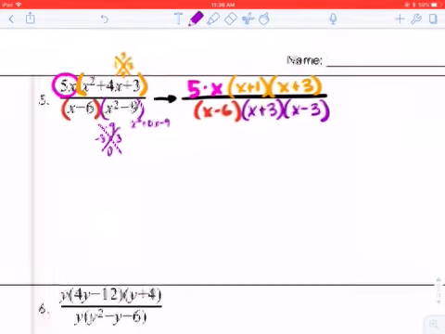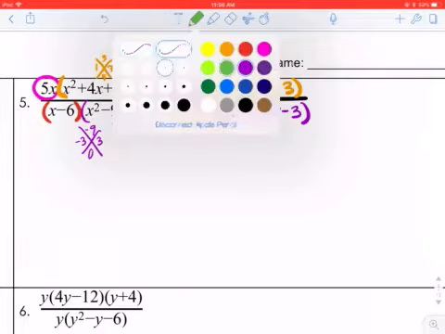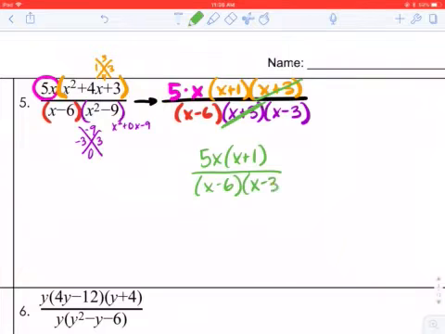Now I'm going to cancel stuff. If I see anything that cancels here, it looks like x plus 3 and x plus 3 will cancel. And that looks like it. So I'd have 5x times x plus 1 over x minus 6 times x minus 3.